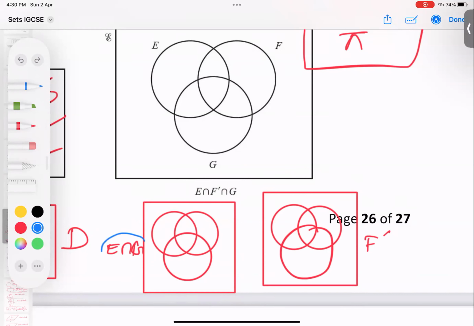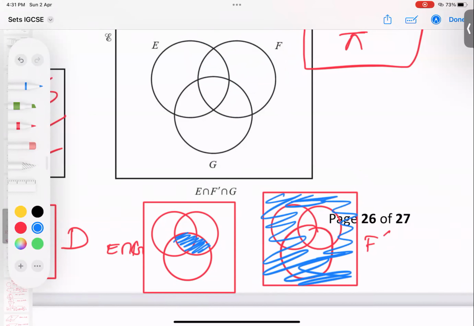Now, what is common between E and G? E is here, G is here. This is the common members. I think you got my point. And what is F complement? F is the right side circle. Except this circle, shade everything. I hope you got the point very clearly.